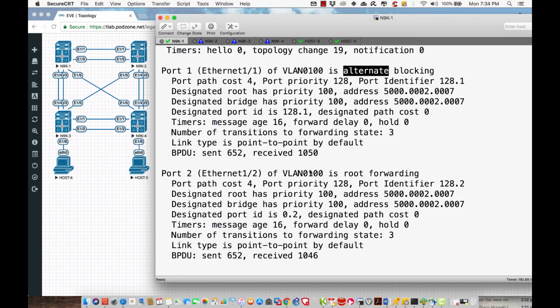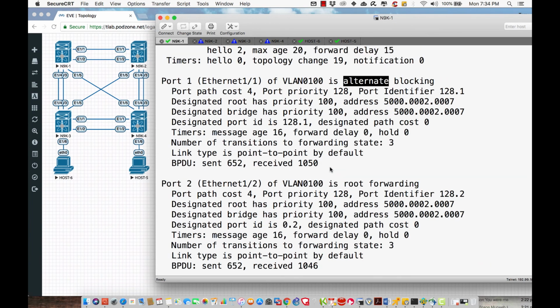So I just wanted to clarify that and demonstrate how you can make those verifications, showing you the difference between a cost manipulation, which is a direct manipulation, i.e. you're doing it on the device that you want to manipulate, and a port priority manipulation, which is an indirect manipulation, which needs to be done on the adjacent switch.